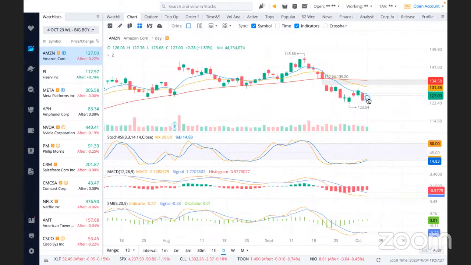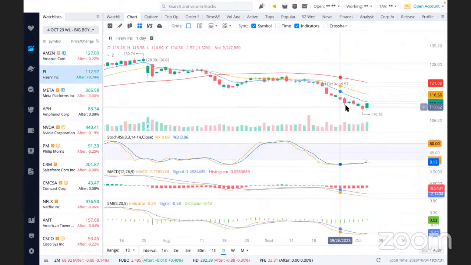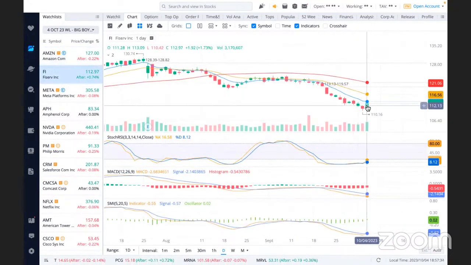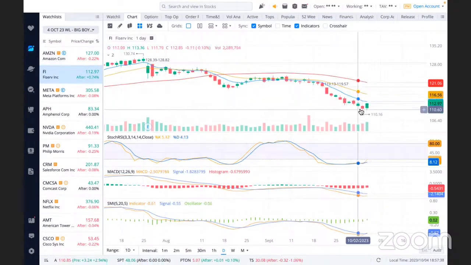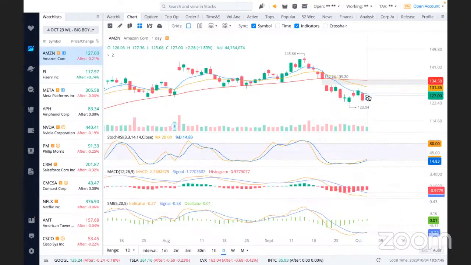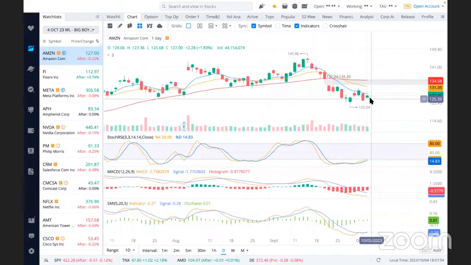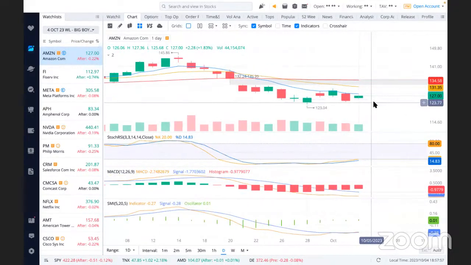Each of these should have an inside bar, like Amazon got an inside bar to the bull side. This one should have an inside bar, and sometimes it doesn't. So the inside bar is the one that goes up after the candle, in this case the green candle after the big red candle, right?